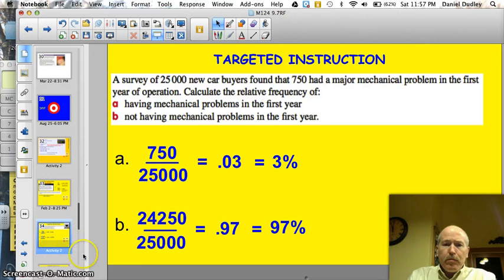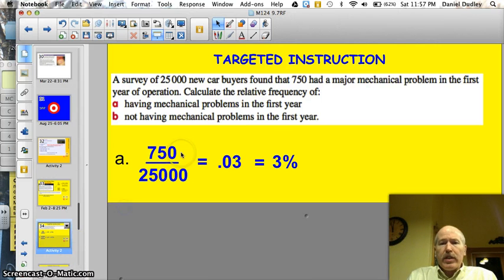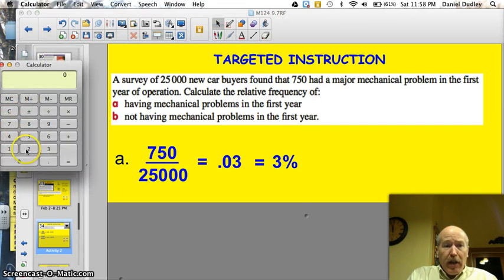First problem. We cover this one up so you can just focus on one. 25,000 new car buyers found that 750 of them had major mechanical problems in the first year of operation. Calculate the relative frequency of, question A, having a mechanical problem the first year. So 750 out of 25,000. Set it up as a fraction and then just divide them out.